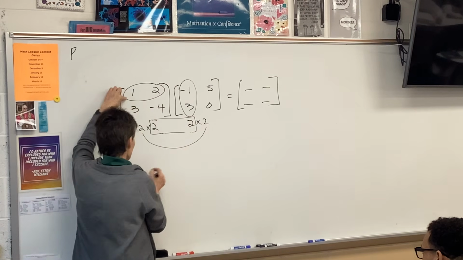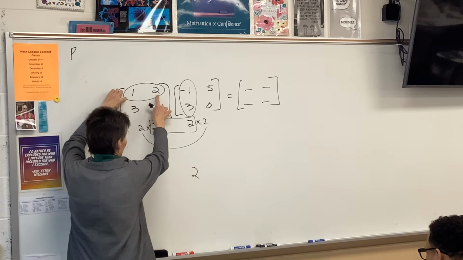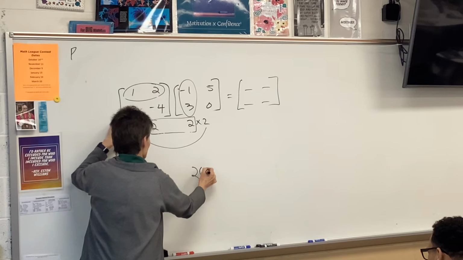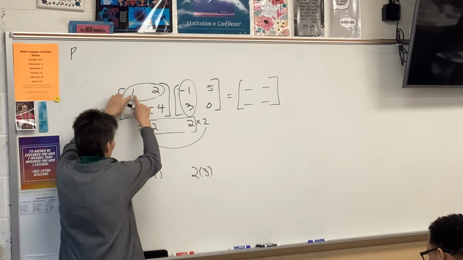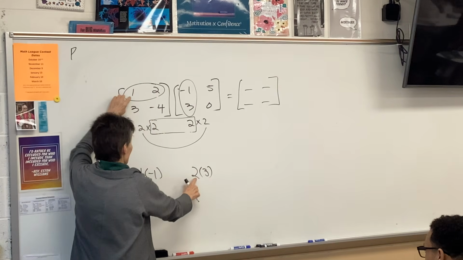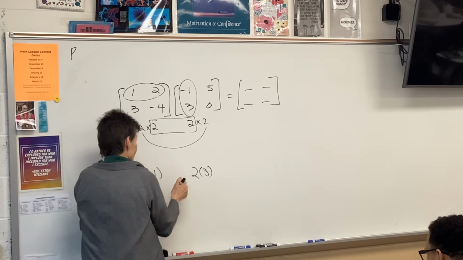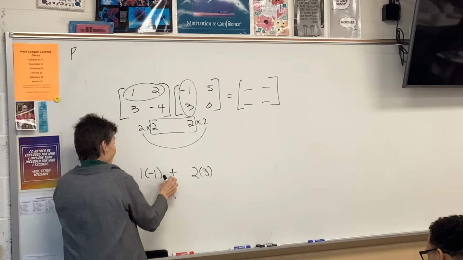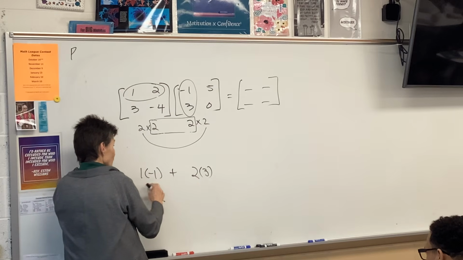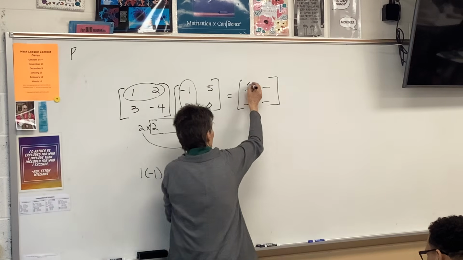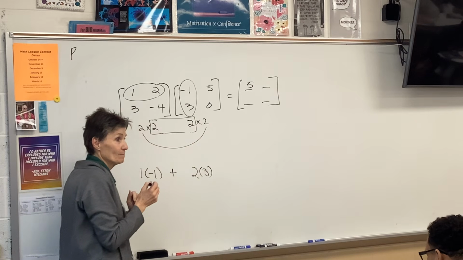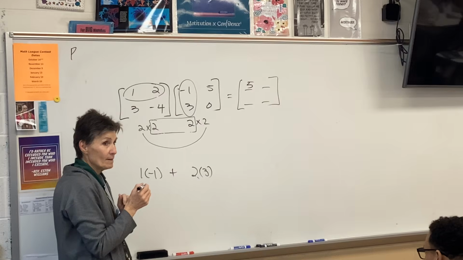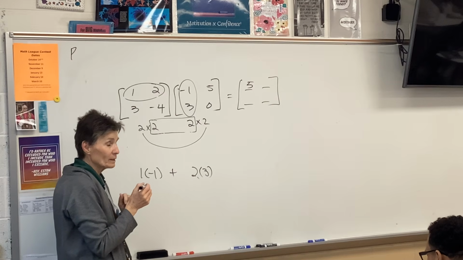So I'm gonna write down the numbers in the row. There they are. I'm gonna write down the numbers in the column next to those numbers. So I write down 1, 2, and I write down -1, 3 next to them. Now I'm gonna multiply each pair and add them together. So -1 plus 6, this number is a 5. Okay? It's a lot, I know, but we'll get it.